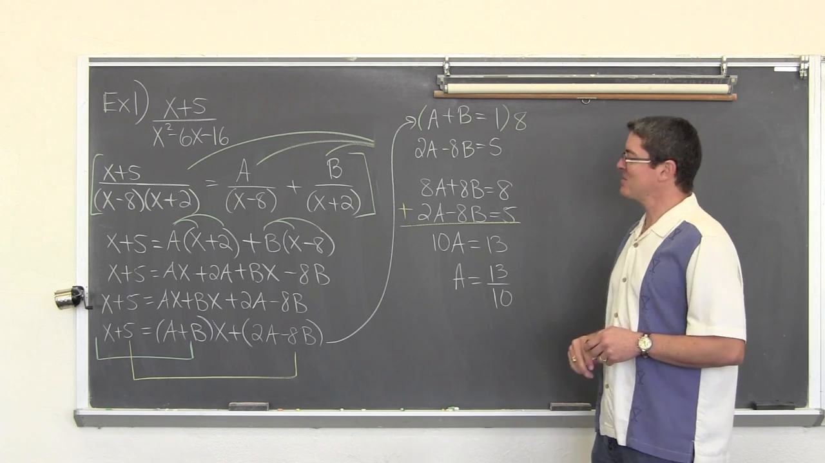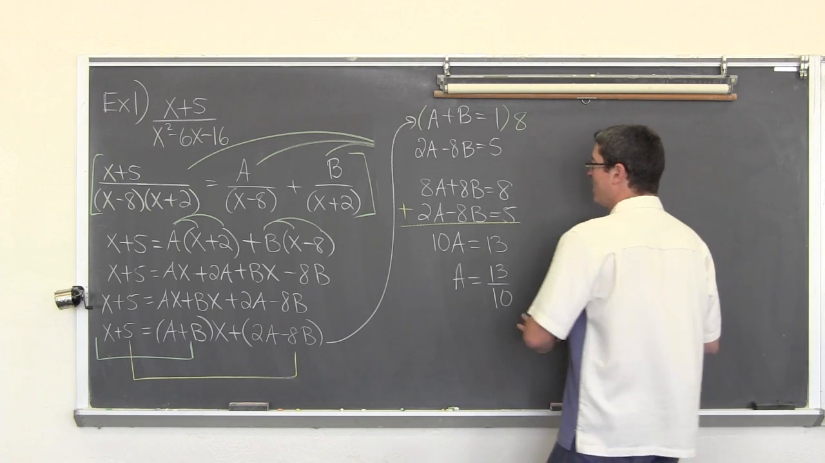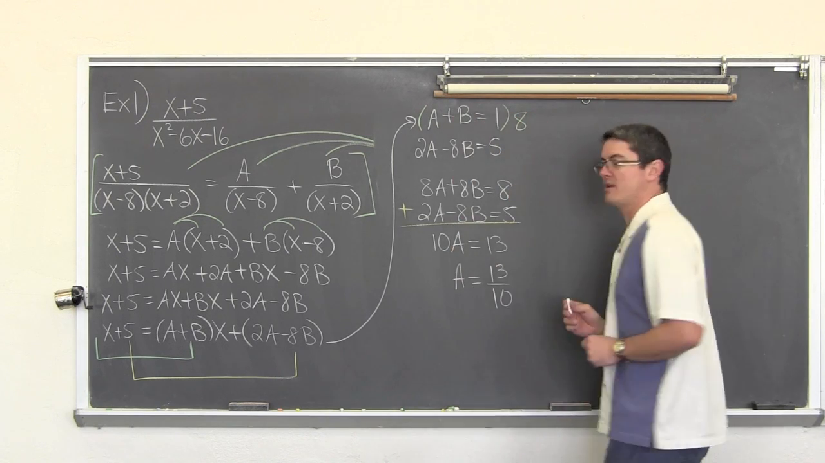Our a value is 13 over 10. So we need to take this and plug it back into one of the original problems.